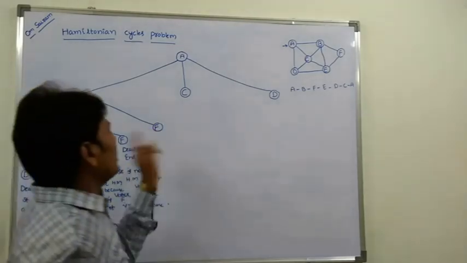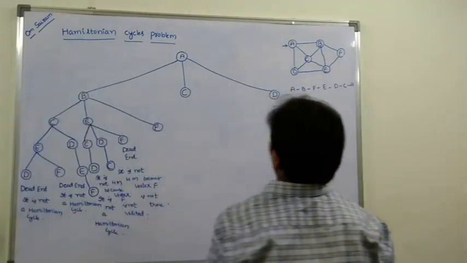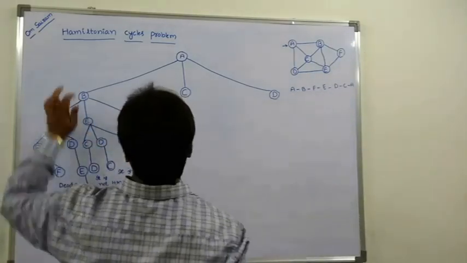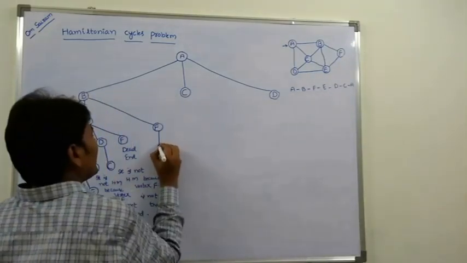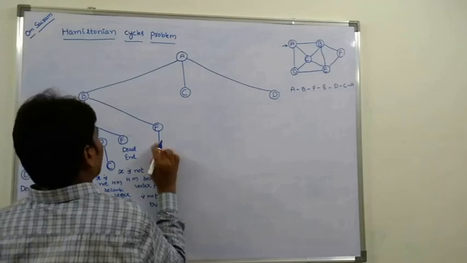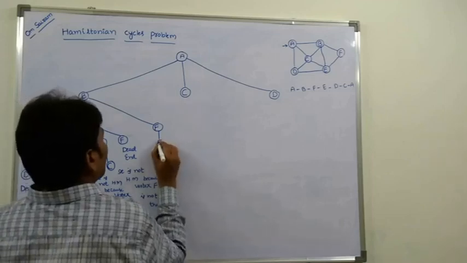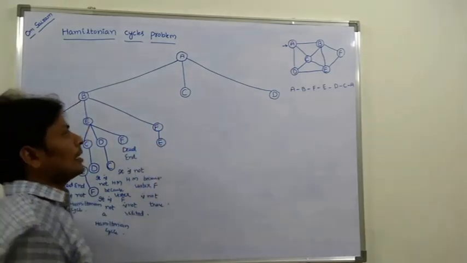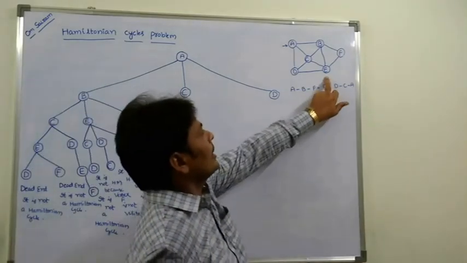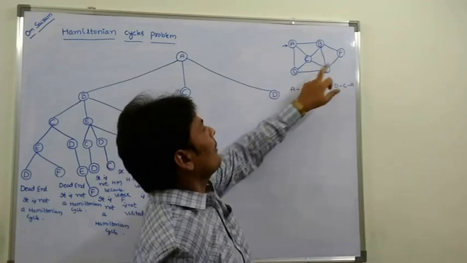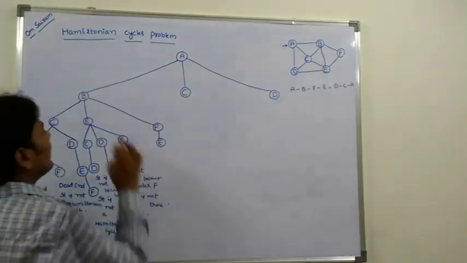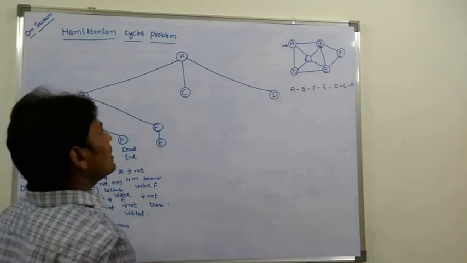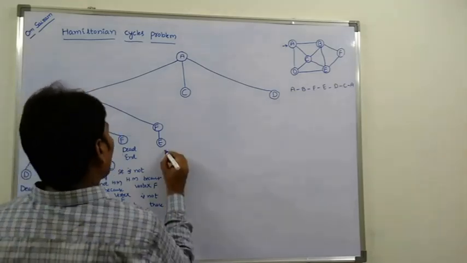Next, what are the adjacent nodes for vertex F? B and E. B is already visited, only E is not visited. Now consider vertex E. What are the adjacent nodes for vertex E? B, C, F, D. B and F are already completed. Next, only C and D are not visited.